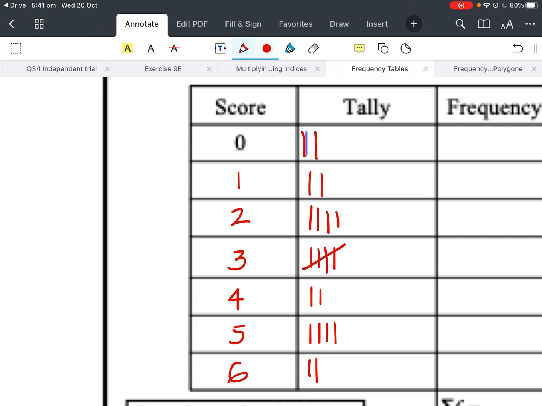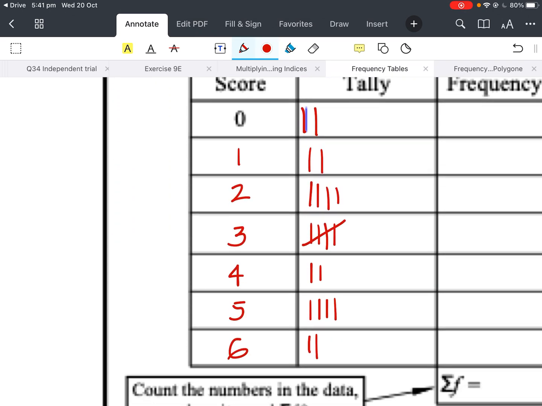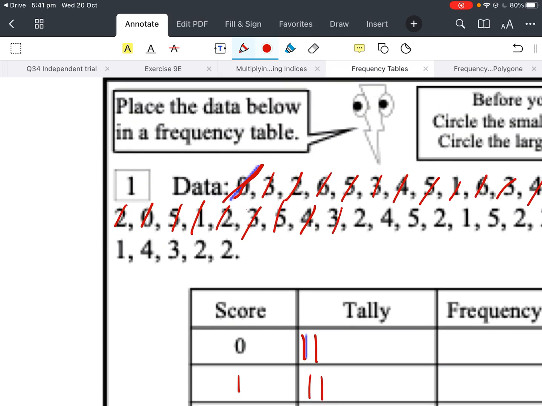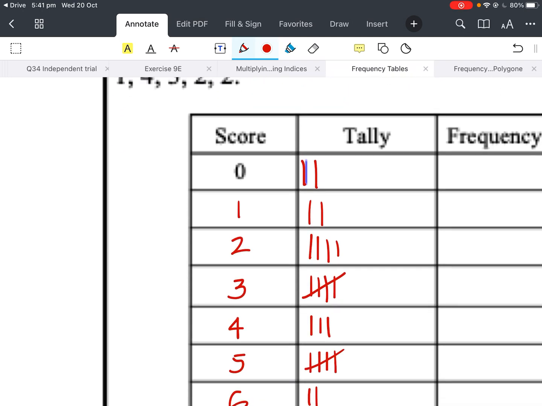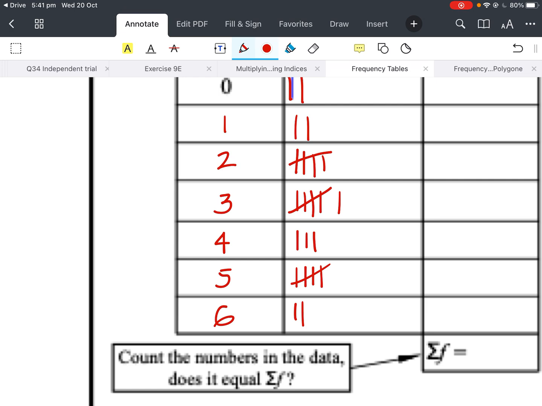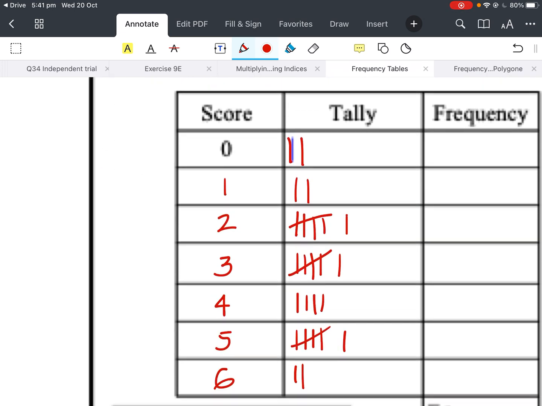Now when you get to 5, do you remember the 5th tally mark is a straight across? Okay, so you can see where it is. 5, 4, 3, 2, 3, 2, oopsies, 4, 5, 2, 1.